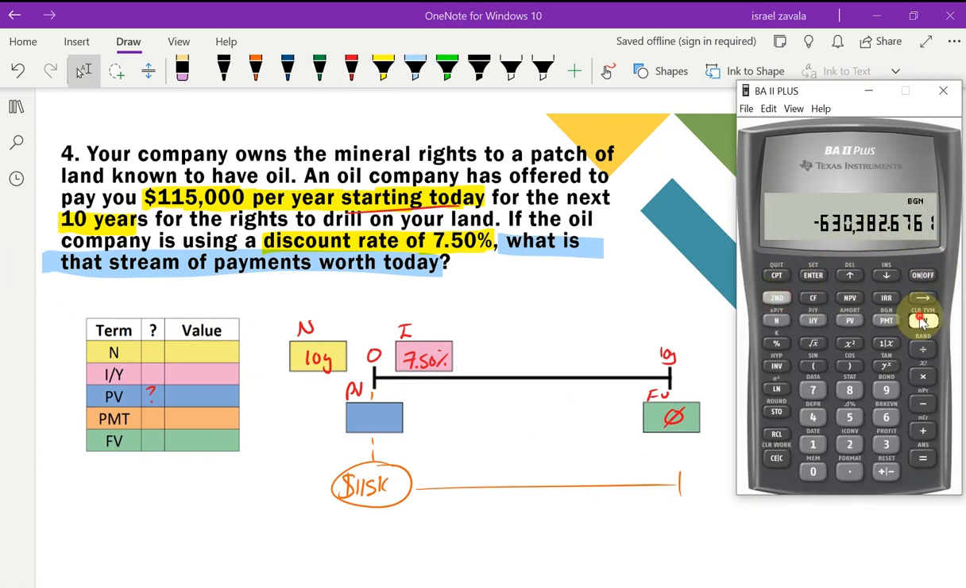Let's second clear our time value of money. And left to right, 10 years. Discount rate or interest rate is 7.5%. Present value is what we're looking for. Payments, $115,000. And that's a positive, right? Because we're receiving that money. And 0 future value. So we're going to compute the present value, $848,572.01. 848,572.